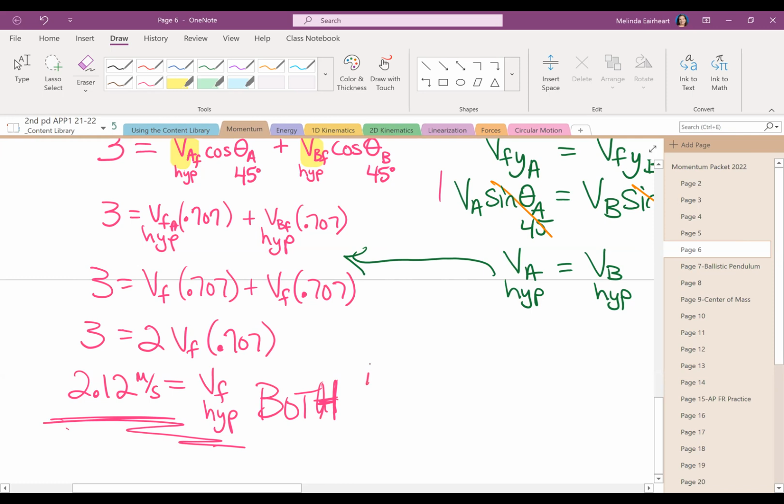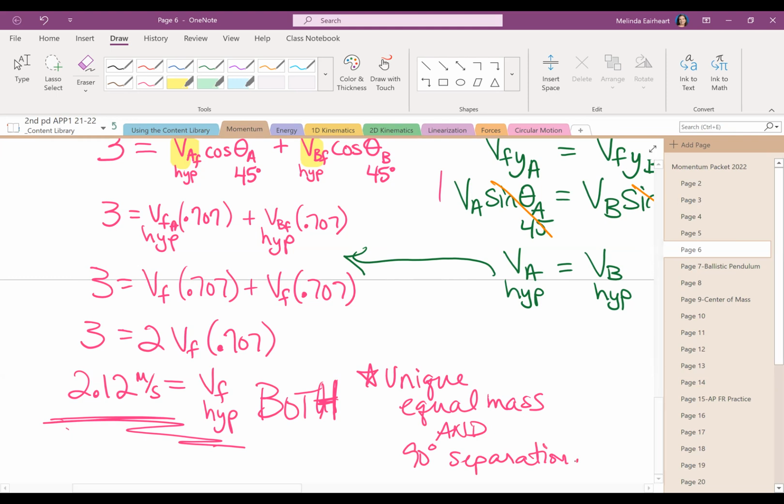But be careful, this is unique to being equal mass and that 90-degree separation at the end. Don't start memorizing that all 2D collisions have the same speed at the end. That's not true, okay? So what would be the next step to the sixth part of the equal?